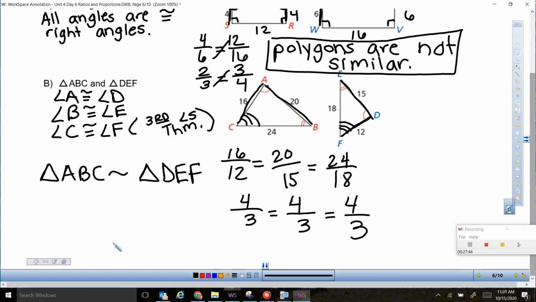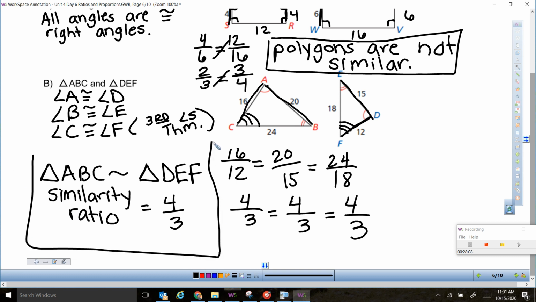And then they said that if they are similar, you have to give the similarity ratio. So our similarity ratio is 4/6. So you needed both of those. Yes, they're similar, and the similarity ratio was 4/3. Now, if you did the second one to the first one, then instead of 4/3, it would be 3/4.